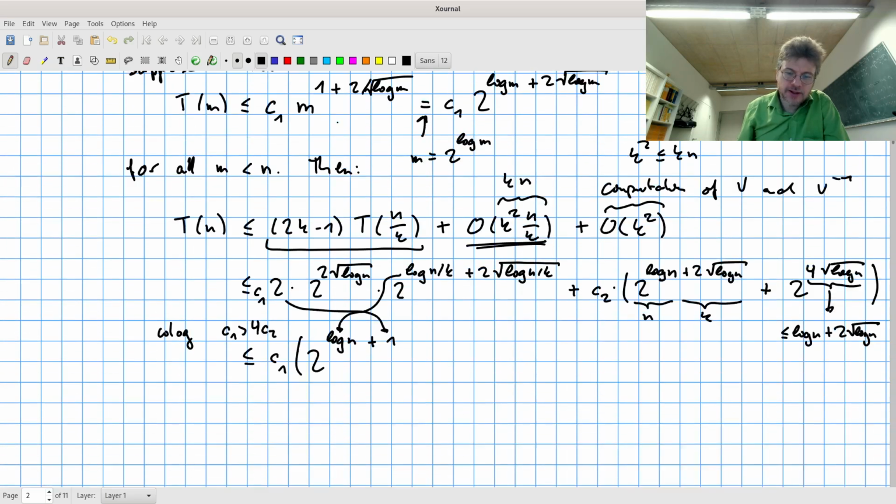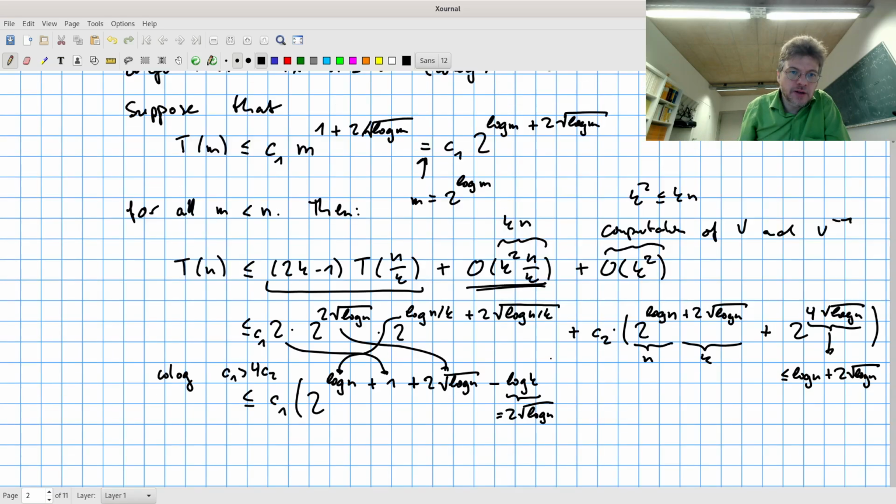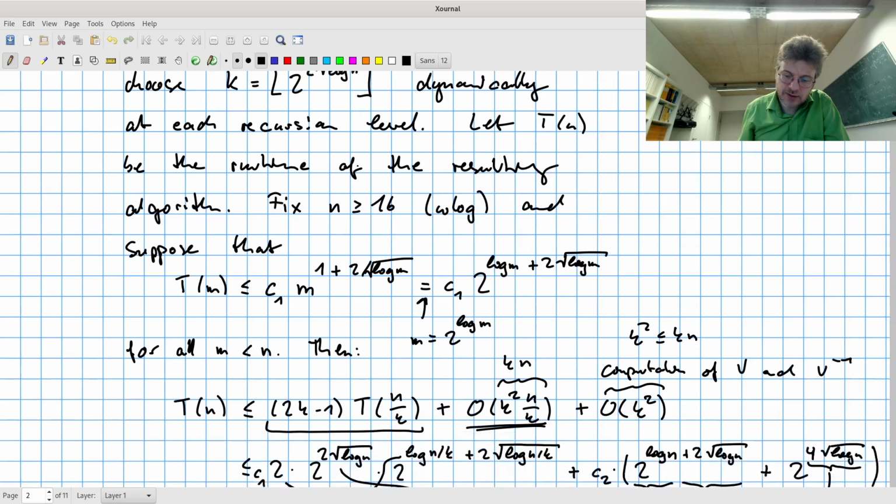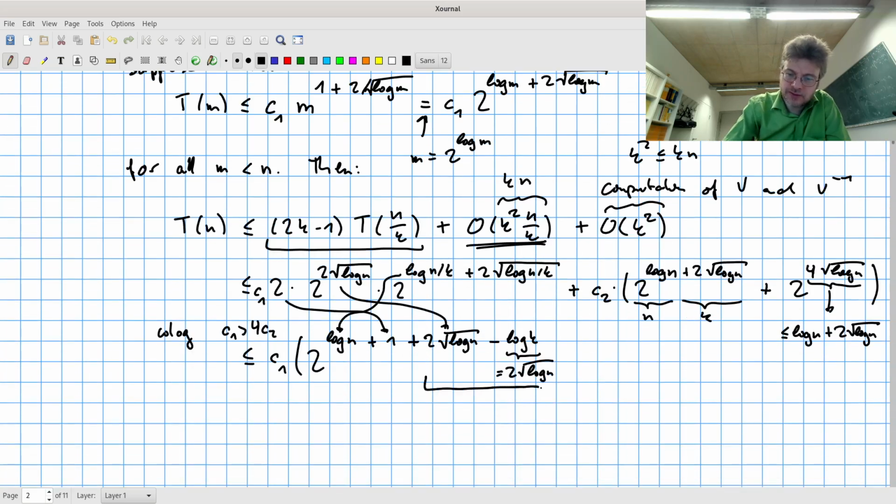Now here I have, let's first do this one. This one is 2 square root log n, and then minus log k. But the log k is 2 square root log n, because the k is 2 to the 2 square root log n, so its log is this exponent, and this means that this here and this, they cancel each other, and I'm only left with this expression here.